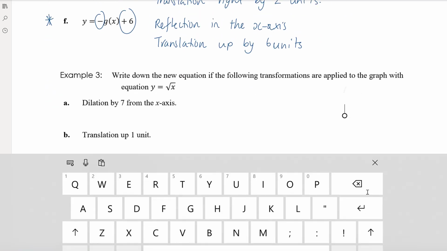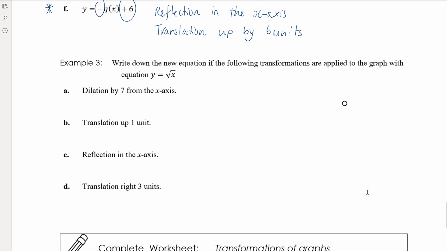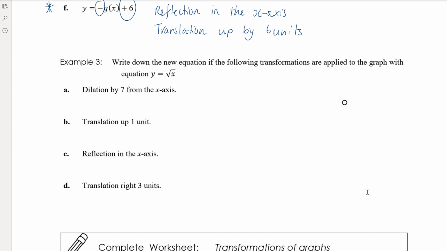All right, last one here. Sorry, I skipped ahead before. Write down the new equation if the following transformations are applied to the graph with the equation y equals square root of x. Okay, so we have f of x equals square root of x. Dilation by 7 from the x-axis. So we know that this is when f of x becomes 7 times f of x. So for this particular function, that's going to mean y equals 7 times f of x, which is 7 root x.